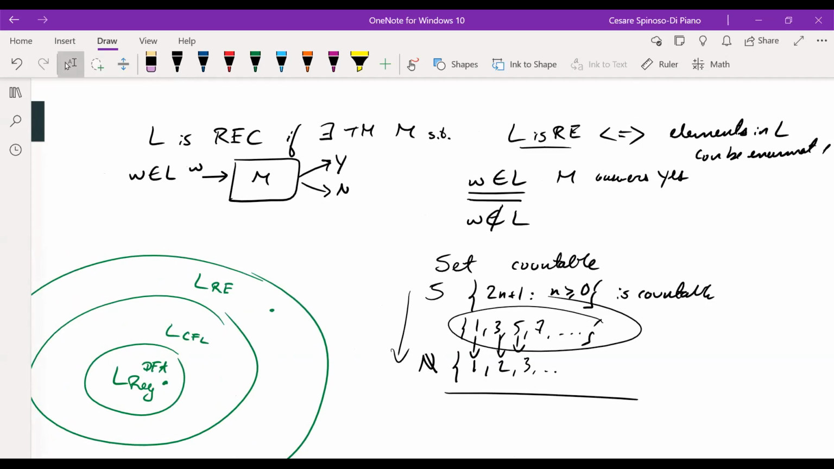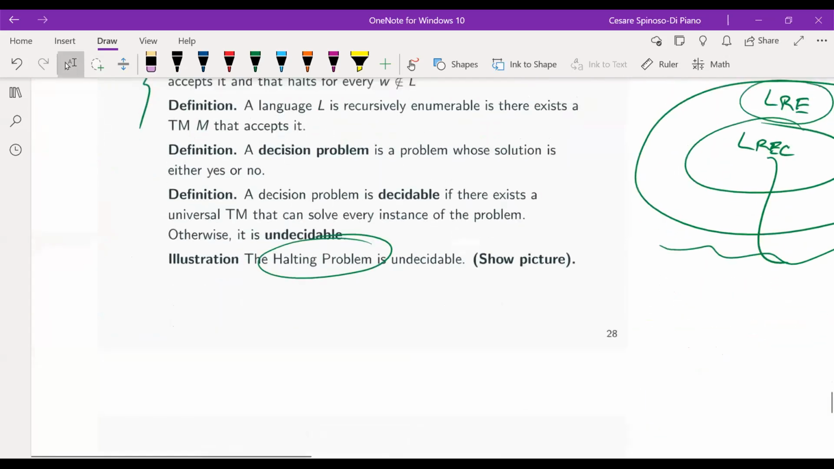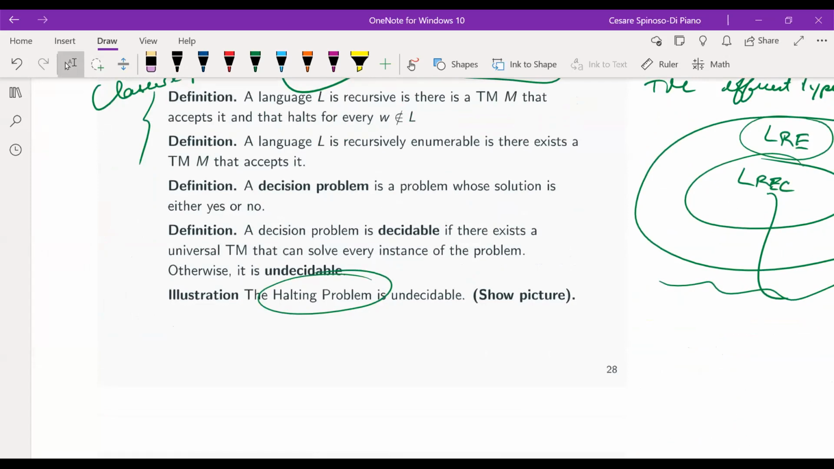Decidability is slightly different because we don't really say that a language is decidable. We say that a problem, and actually a decision problem, is decidable. A decision problem is just a problem where the answer is yes or no. A decision problem is decidable if there is a Turing machine that for each instance of that problem can say either yes or no, right?